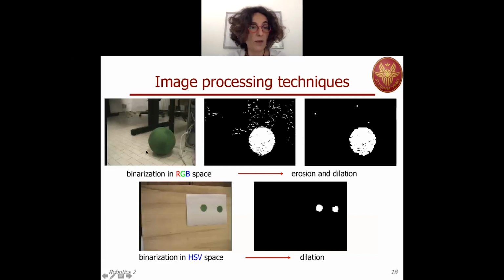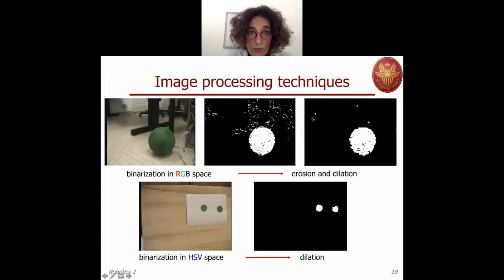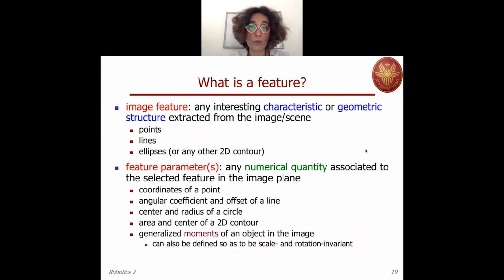Binarization is done through a simple thresholding operator, looking for pixels characterized by the green color. Now here. Once we have processed this image, we look for the features, because in the end we need to find specific information in the image. So what is a feature?